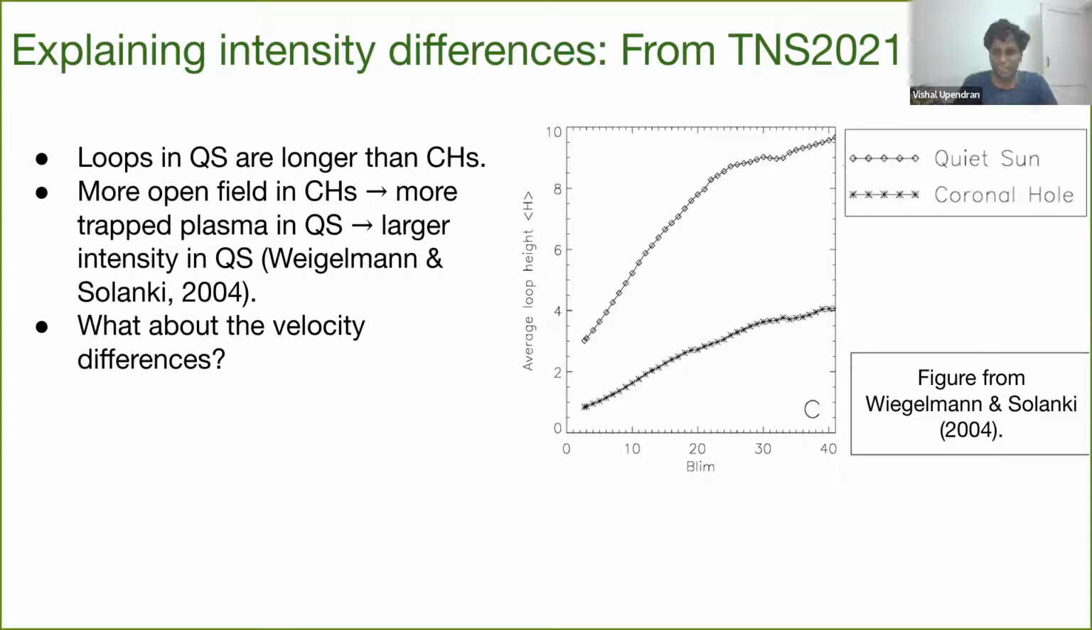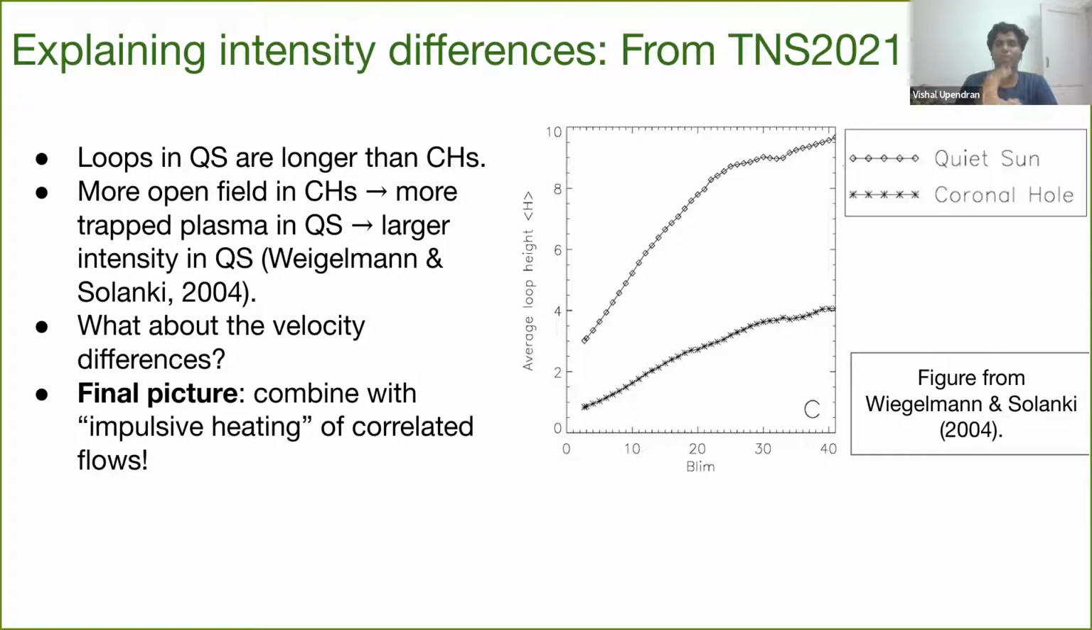But then this is explaining the intensity differences. But what about the velocity differences? So for this, we combine this loop statistics argument with the impulsive heating argument that we presented in the previous slide.